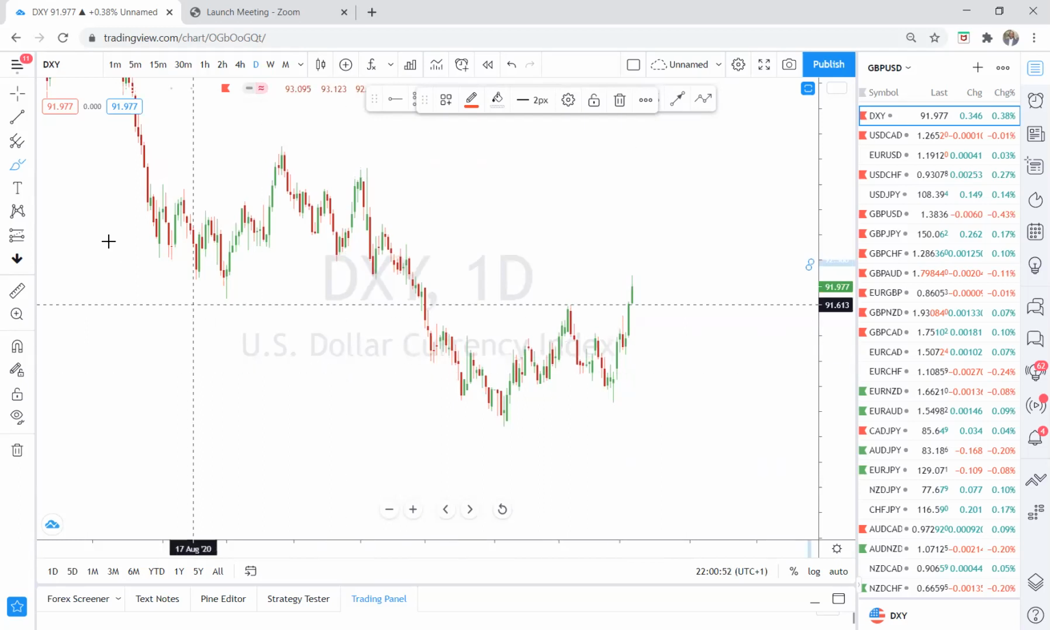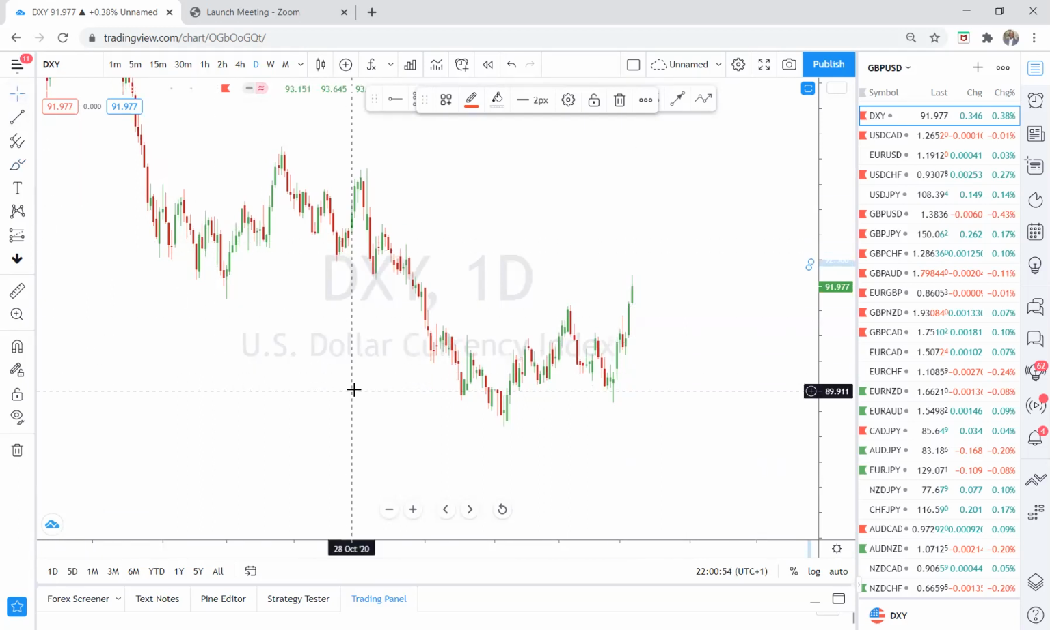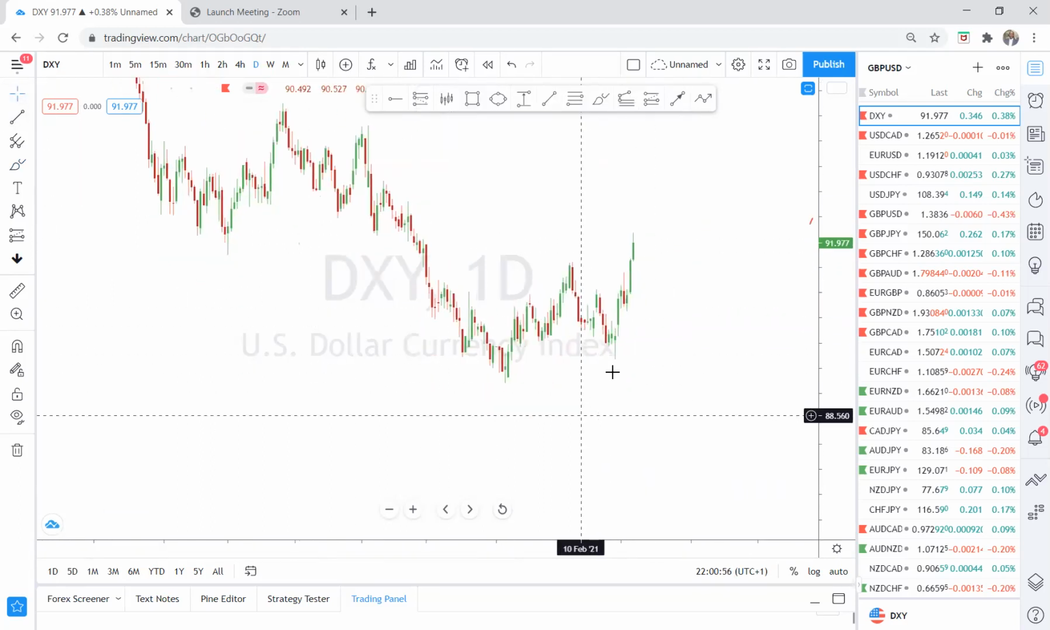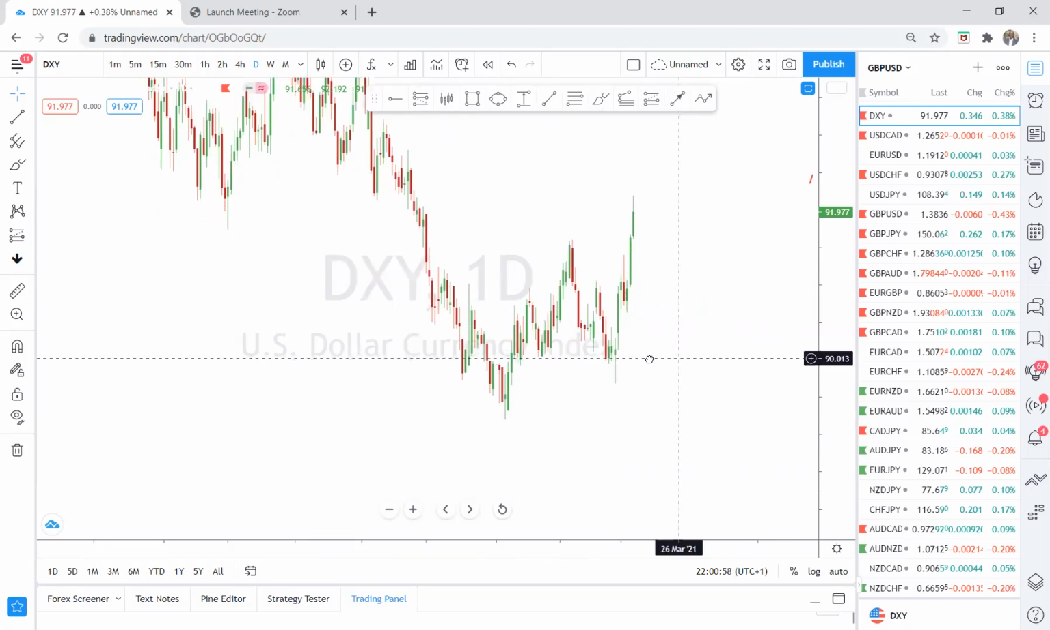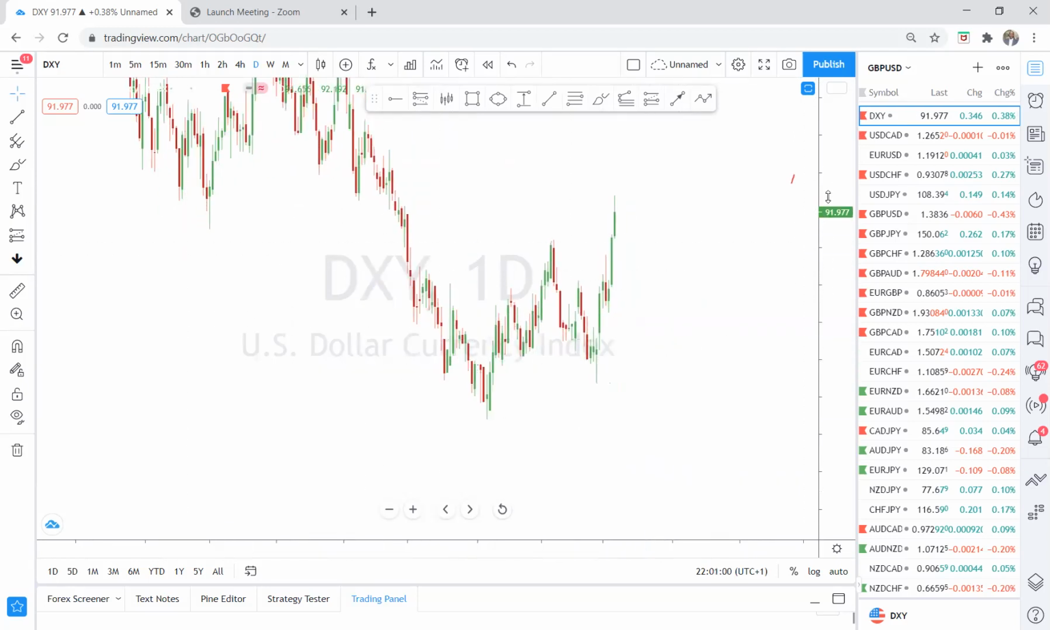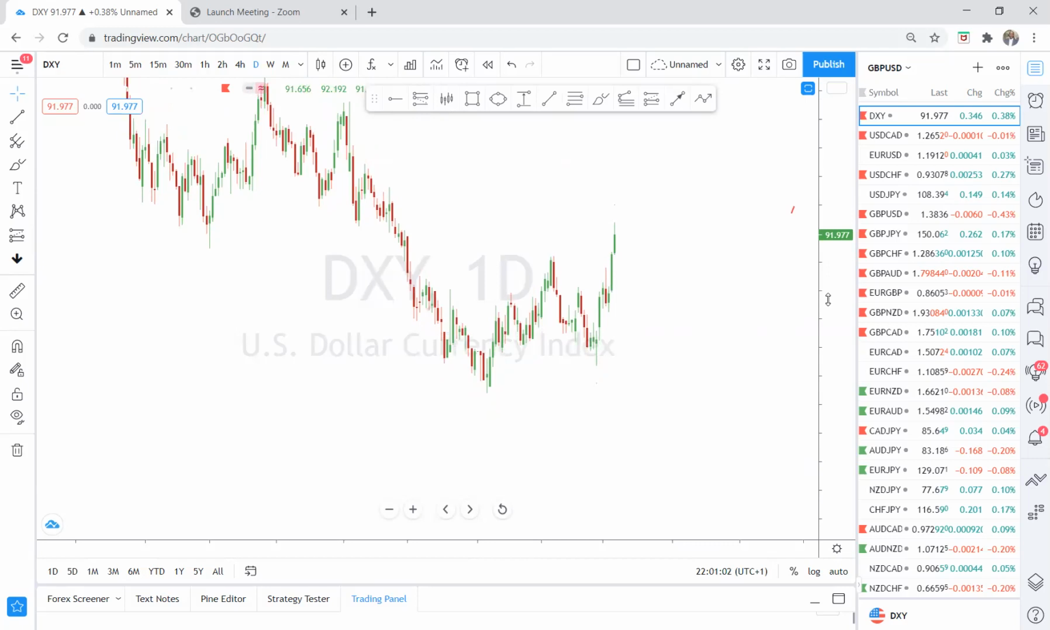We want to look at the market and see where we can have a potential opportunity to make desired profit this week. Without wasting much of our time, I want us to start from DXY.